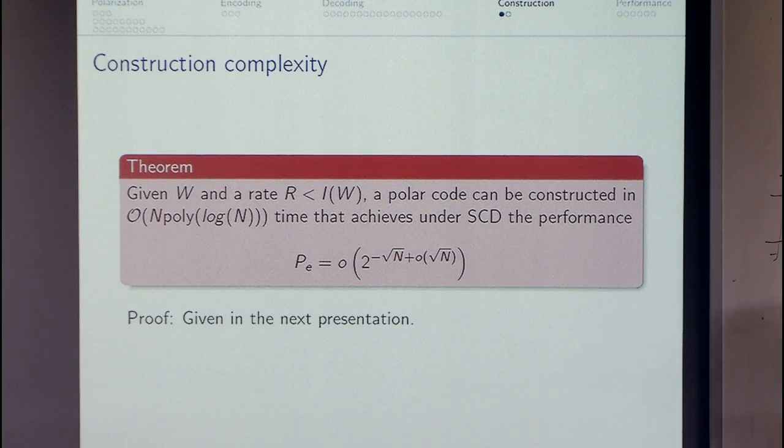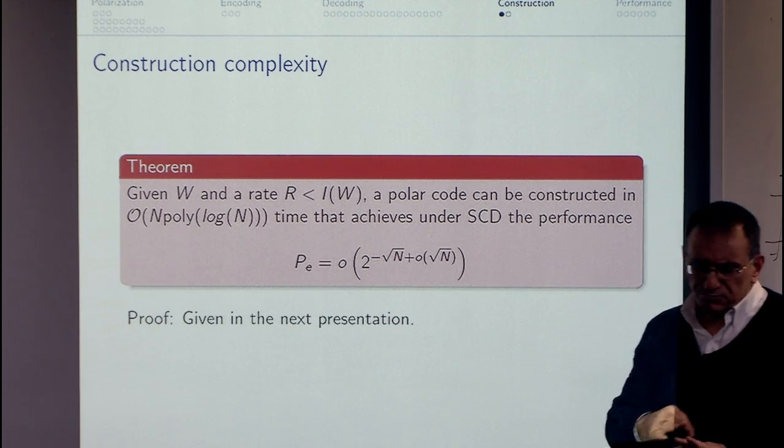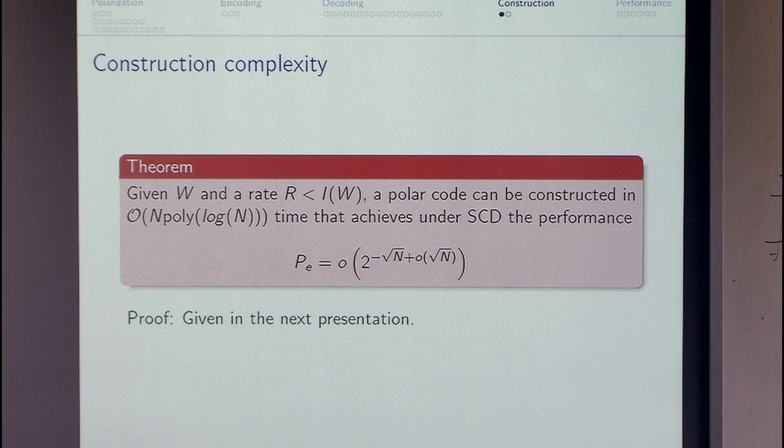So there are 3 types of complexity in order to call something capacity achieving with low complexity. Construction complexity is also important. I talked about encoding and decoding, but what is the construction complexity? How difficult is it to find the proper positions for the frozen bits?